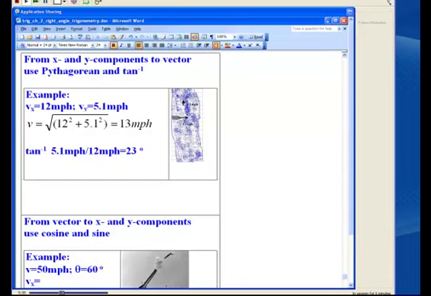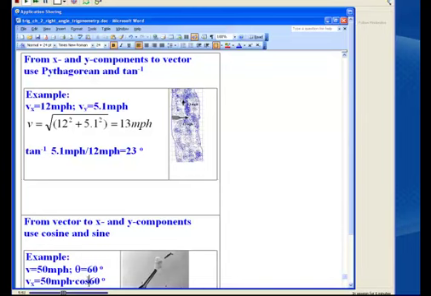For the x component, well, we are determining the adjacent, and we have given the hypotenuse, so we're using the cosine.